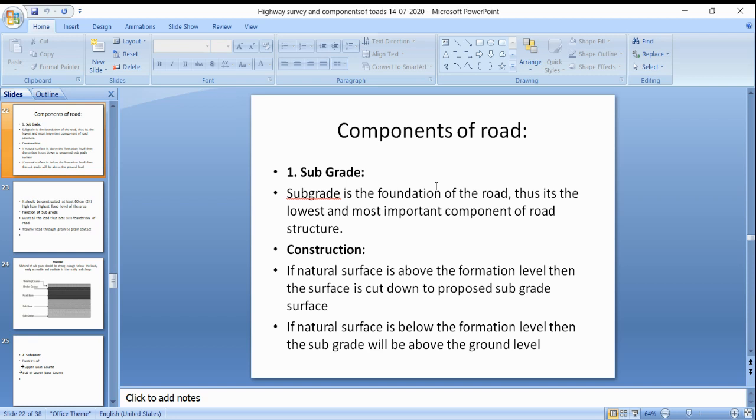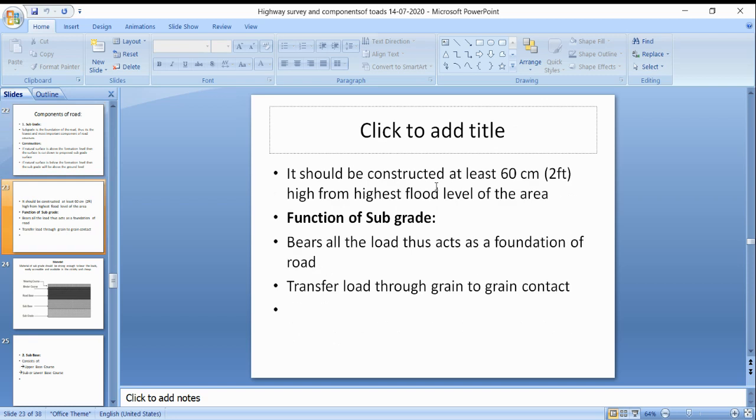The thickness given for the subgrade has to be laid on that road, so that the proposed subgrade surface is there. If the natural surface is below the formation level, then the subgrade will be above the ground level. If it is cutting, we have to cut, and if it is low, we have to fill the surface level. It should be constructed at least 60 centimeters or 2 feet high from the HFL. So we have to see the surroundings of the high flood level, and construct 2 feet above it.